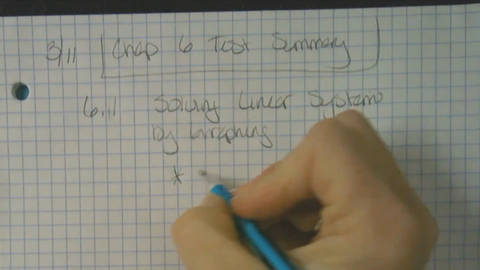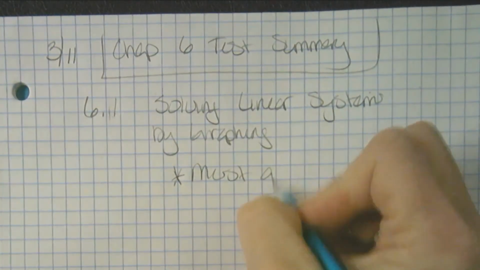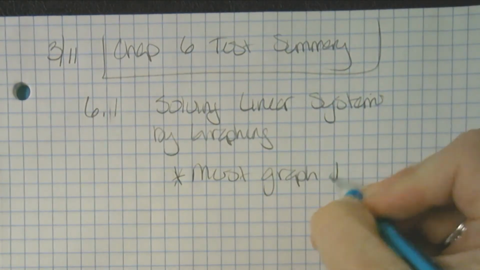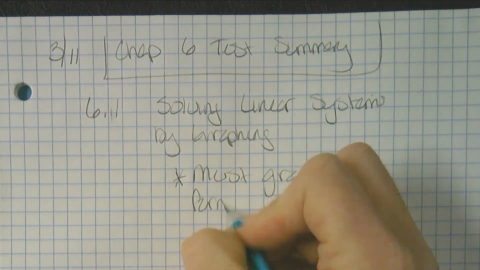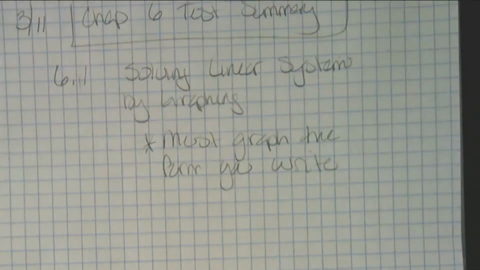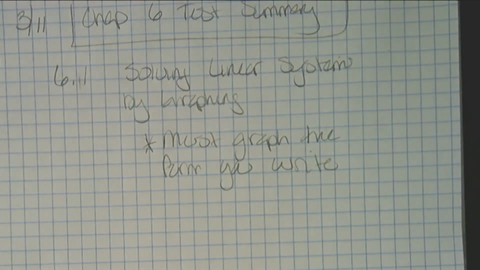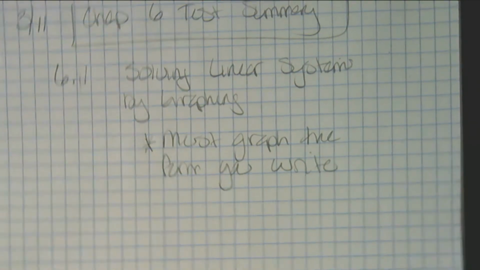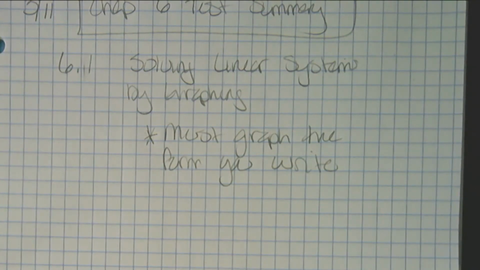All right, so you must graph the form you write. So if you have standard form, you're graphing standard form. If you have slope-intercept form, you're graphing slope-intercept form. I know that you can change your standard form into slope-intercept, all right, I know you can, but I want you being able to graph both. I don't want you losing that skill. That's the one requirement that I have.